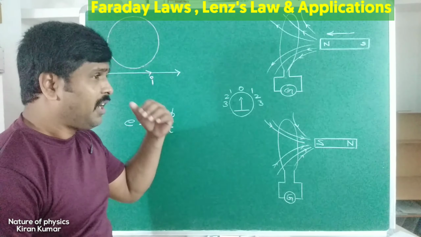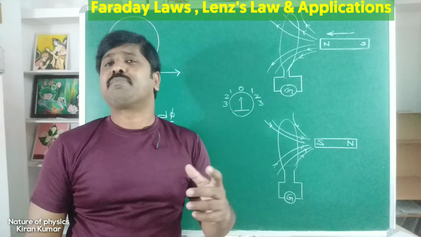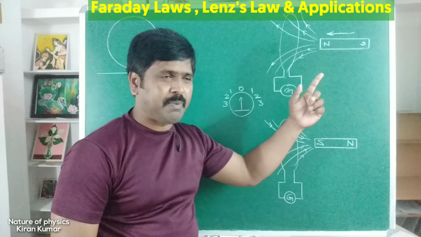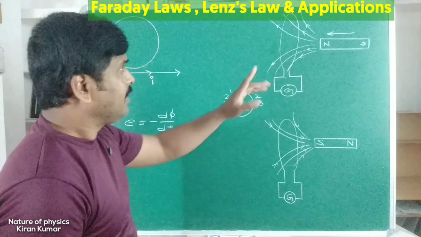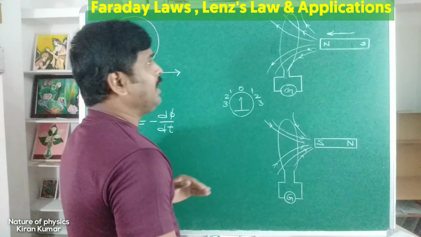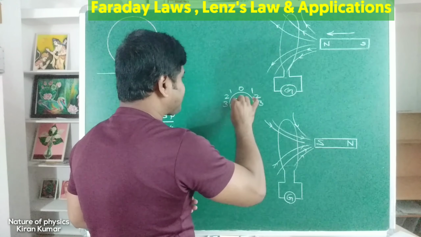That's why Faraday's first law, second law and Lenz's law explain the induced EMF in a coil when the magnetic field changes by moving the magnet towards and away, step by step. Now I will explain to you. See, first the north pole of the magnet is moving towards the coil. Here the deflection of the galvanometer is to the left side.